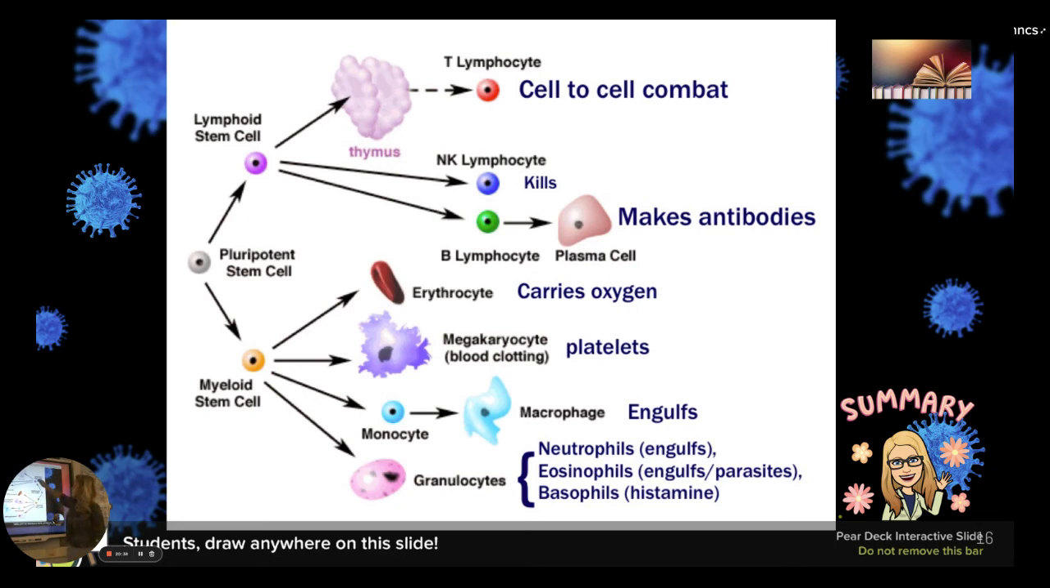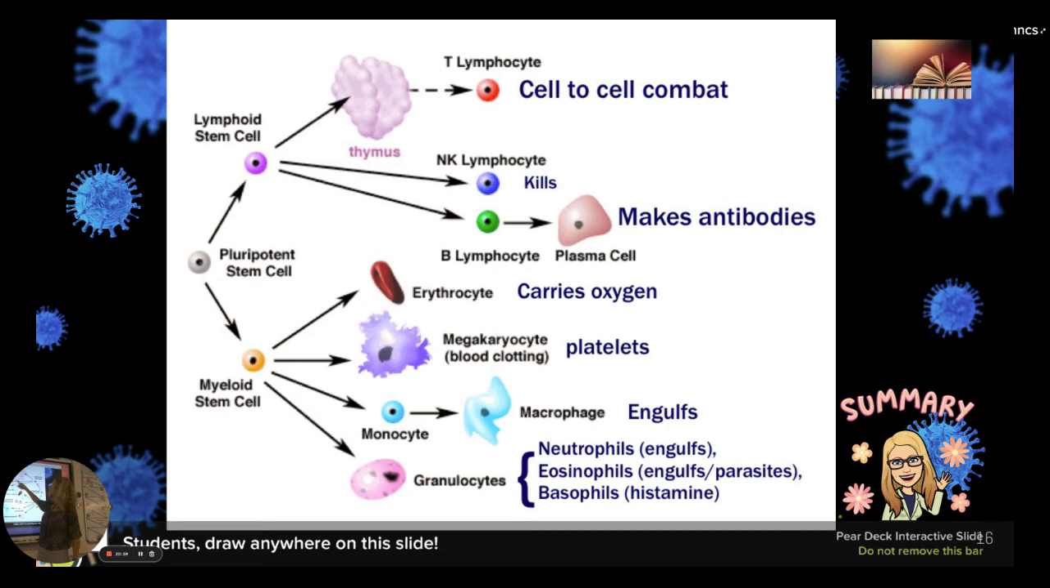Okay, if we transition up here to your lymphoid stem cells, we talked about T cells that have to go to the school of thymus, right? And they're going to do cell-to-cell combat after they graduate from that school. If they are a T cell and they don't graduate, they become natural killer cells.